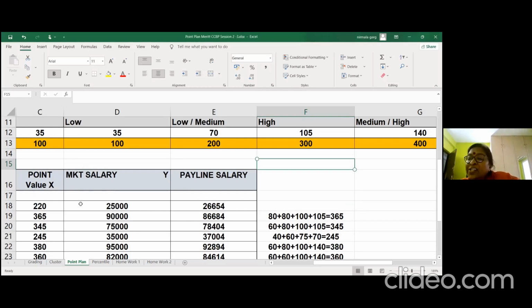Okay? Now, regression analysis, what does it do? It predicts the salary. So market salary is Y, which is also called a dependent variable, and point value is X, which is also called the independent variable. So regression looks at two variables which are called what? Dependent variable and independent variable. Now, let me just quickly show you something. I think all of you wanted to know what is the slope and what is this intercept.